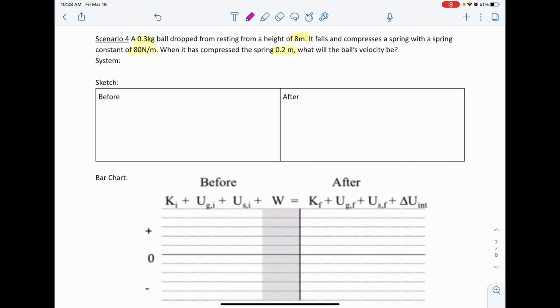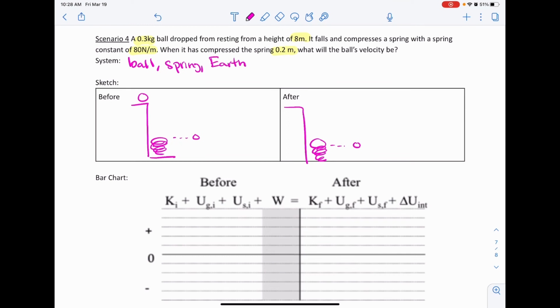Okay, so let's sketch our situation. Before, we have a ball up at a height, and there's a spring below. And then after, it has fallen and it has compressed our spring. I'm going to put my 0 at the point where the ball is at its lowest point. And now looking at what is my system, I'm going to include the ball, I'm going to include the spring, and I always want to include the earth.